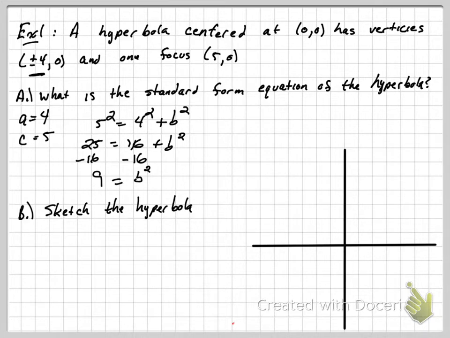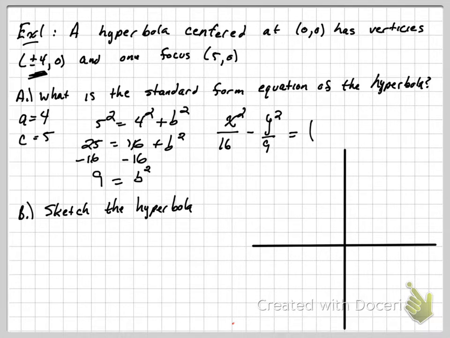Now, I don't really need to take the square root because it doesn't matter. I just want to write the standard form. So again, because this is under the x, that means x goes first. So x squared over 16 minus y squared over 9 equals 1.